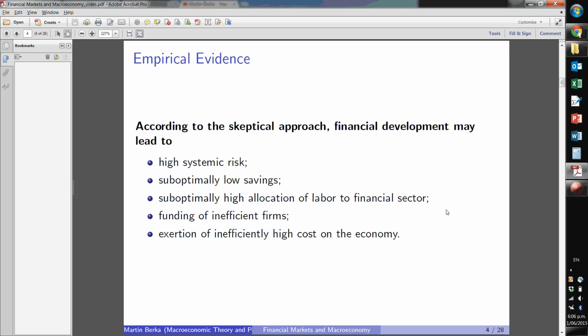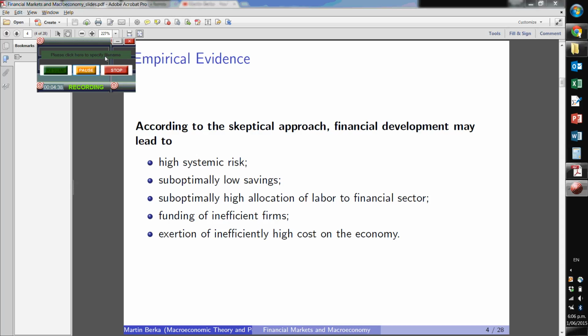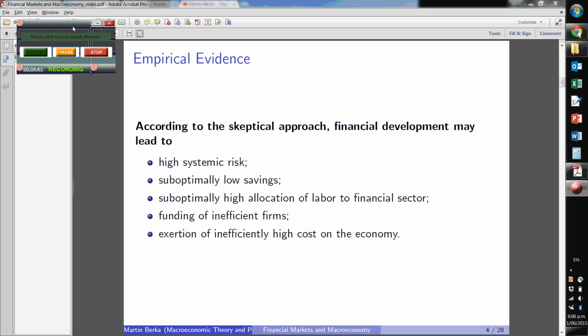Financial development brings with it high systemic risks, and unusually low savings, because people rely on the ability to borrow, to leverage their financial assets or real assets much more readily than they could without access to financial development. Further, you could argue that there is a suboptimally high allocation of workers in the financial sector. Everybody's trying to make a buck in finance, even though the sector itself may not be as productive, and talent is being channeled away from other productive areas of the economy into finance.